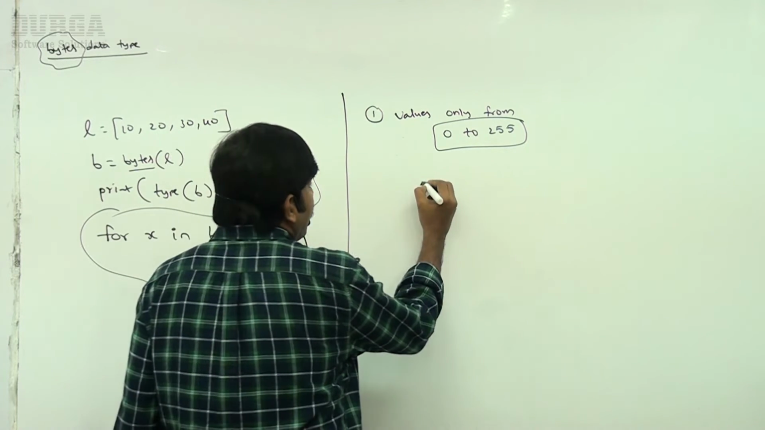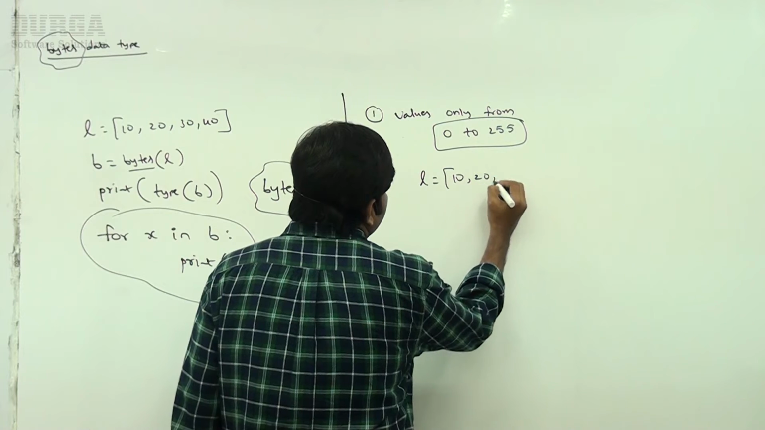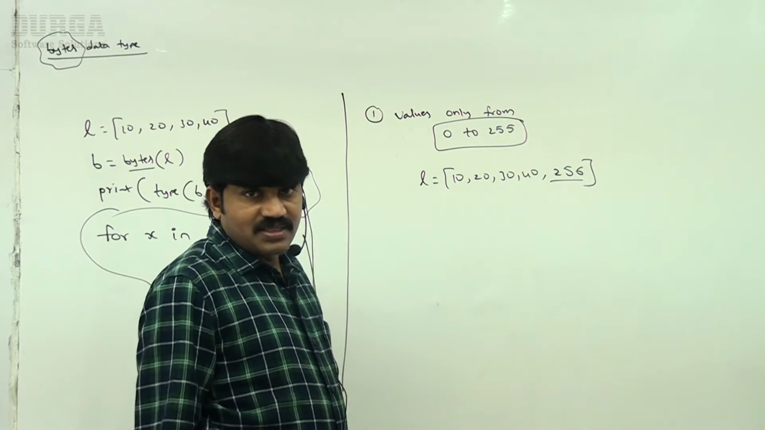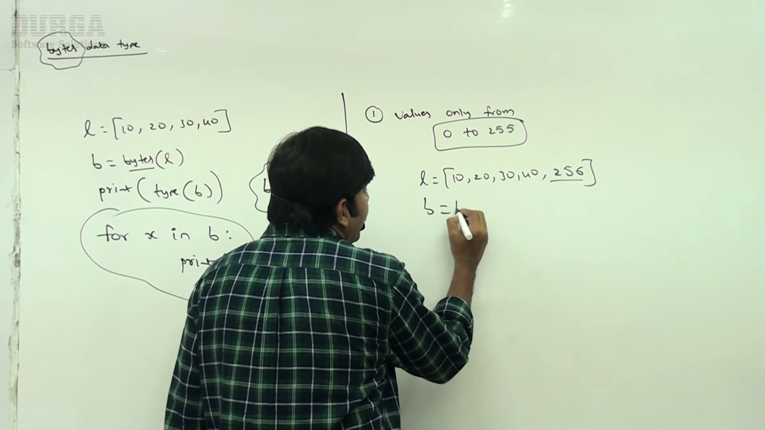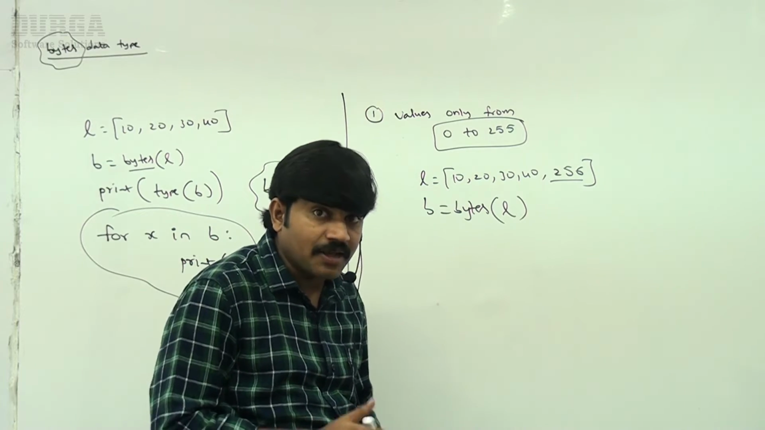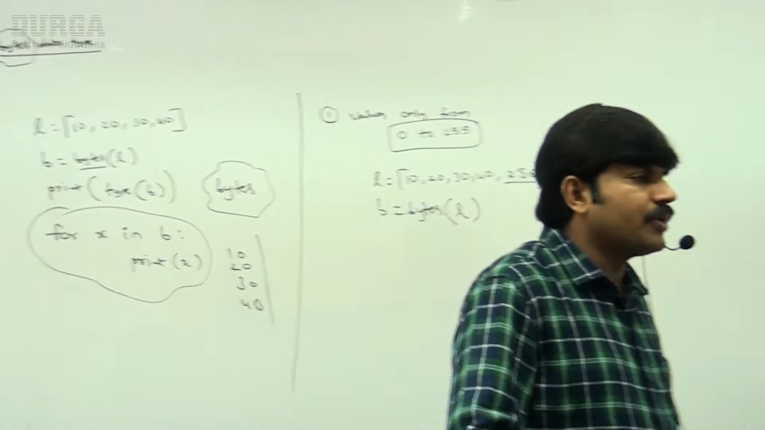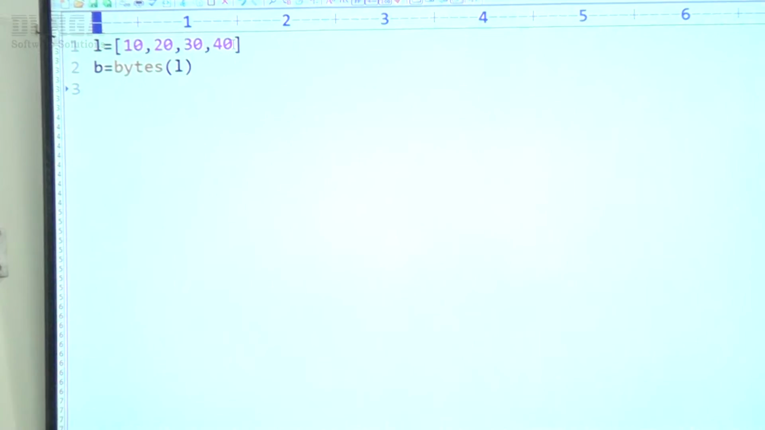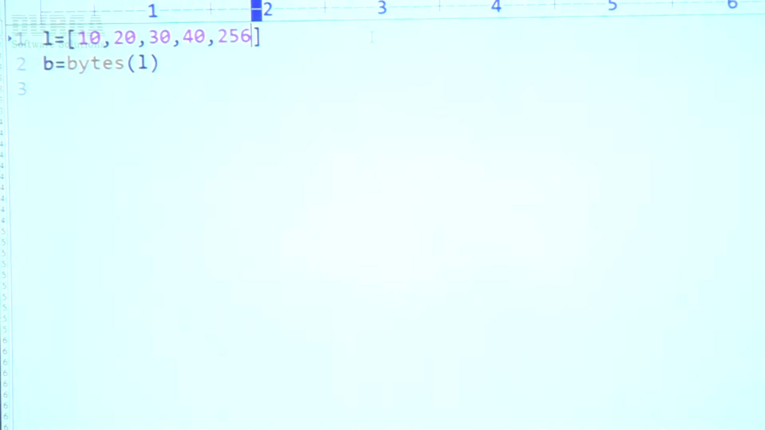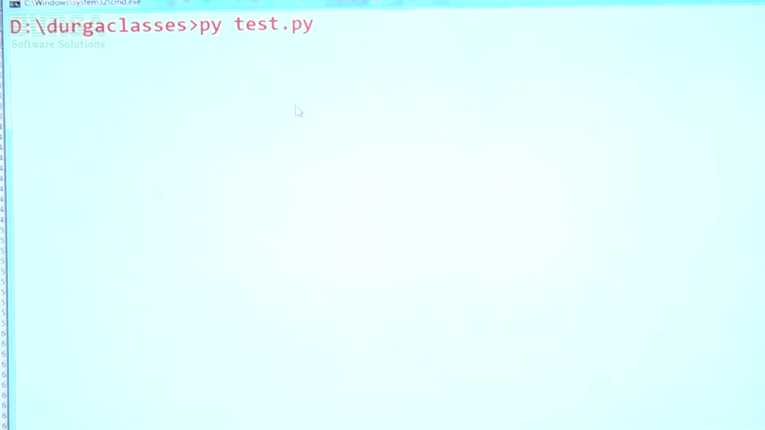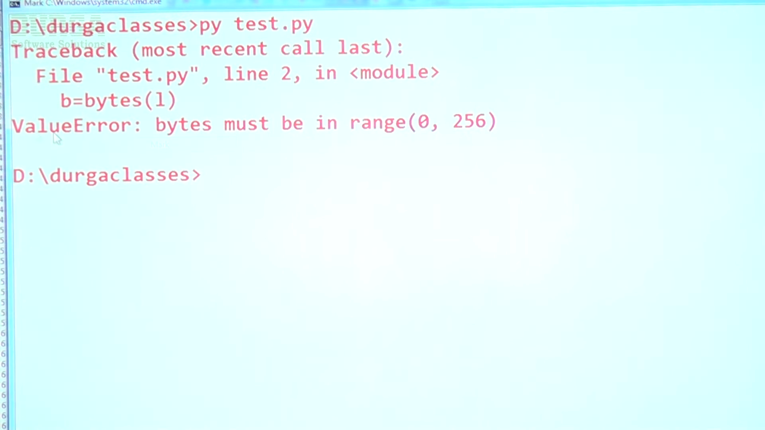Observe carefully. L is equal to 10, 20, 30, 40, 256 I am taking. Sorry, 256 is not an allowed value. If I try to create bytes of L, I want to convert this list into the bytes type. What will happen? Have a look. We are going to get an error. Are you getting it? 256 I am taking. What will happen is ValueError.